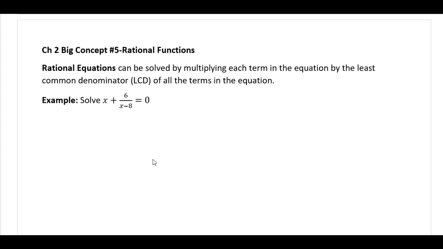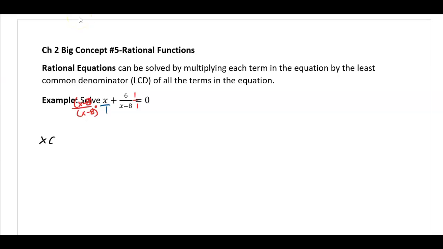Rational equations can also be solved by multiplying each term in the equation by the least common denominator of all terms in the equation. Hey, sugar, what's the least common denominator? Well, that means we have to find the common denominator first. So here we have x over 1, and over here we have x minus 8. We need these denominators to be the same. So we end up multiplying both sides by x minus 8 over x minus 8, and this one 1 over 1. So essentially what I did was I multiplied this first by our second denominator and this by our first denominator.